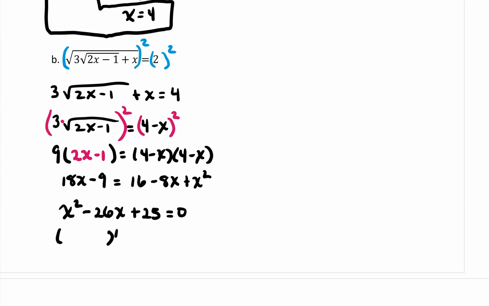I notice this is factorable, so I'm going to solve it by factoring. Factoring x squared minus 26x plus 25, the two numbers that multiply to 25 and add to negative 26 are negative 25 and negative 1. So we can factor this as x minus 25 all times x minus 1 equals 0. Setting each factor equal to 0, we get x is equal to 25, and x is equal to 1.